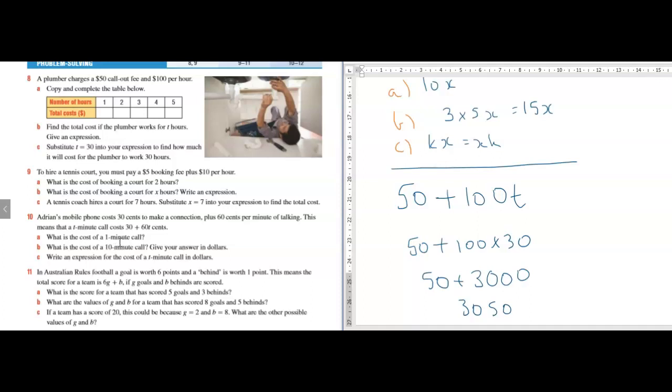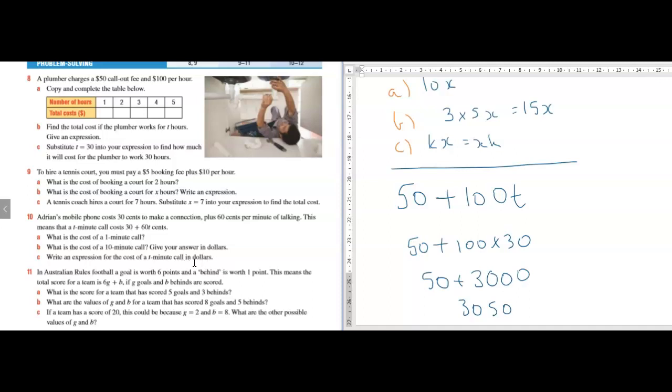All right, so what is the cost of a 1 minute call? So 30 cents to make the connection, then 60 cents per minute. So it's just going to be 90 cents. The cost of a 10-minute call, so you're just substituting T equals 10. Write an expression for the cost of a T-minute call in dollars.